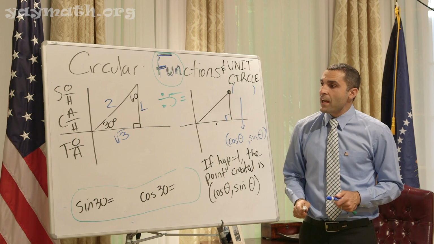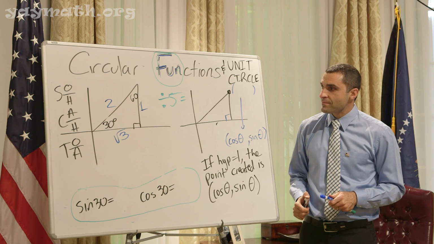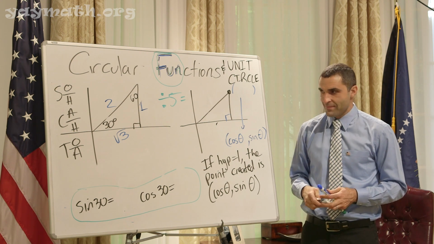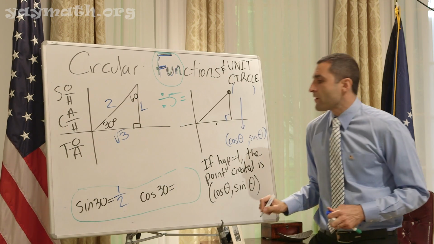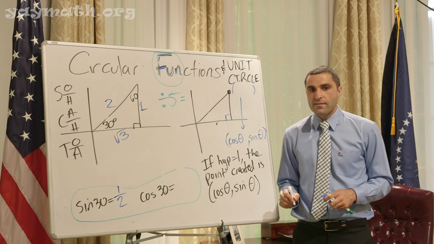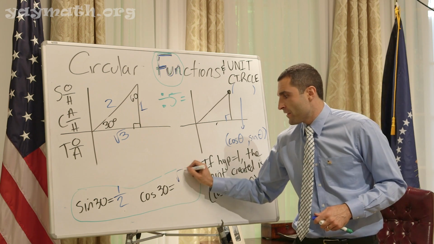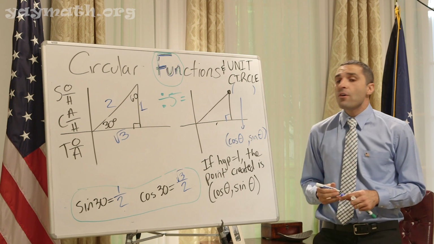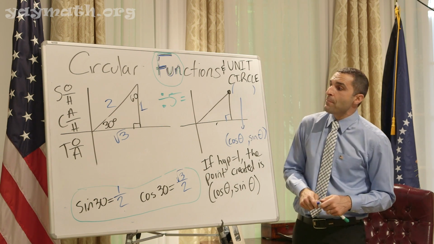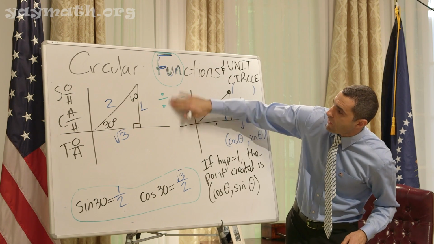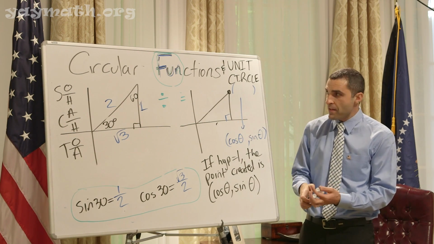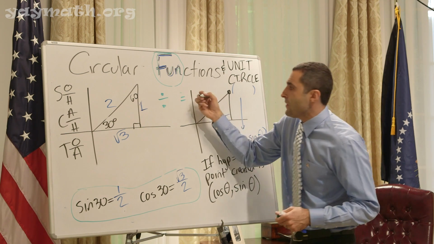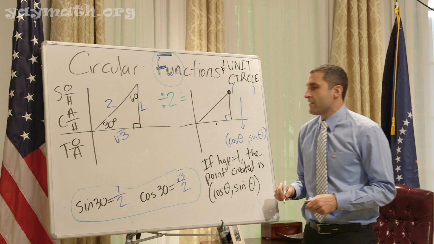So sine of 30 is 1/2. Cosine of 30 is what over what? Root 3/2. Very good. Now let's create a hypotenuse of what? What do we want the hypotenuse to be? 1. By dividing that entire triangle by the number 2. Very good.